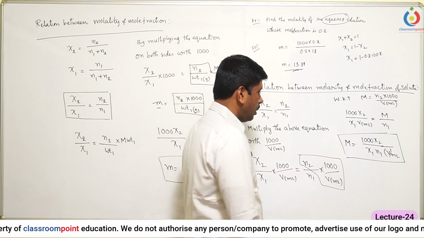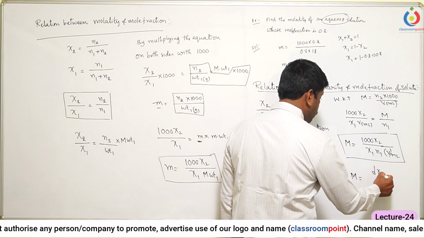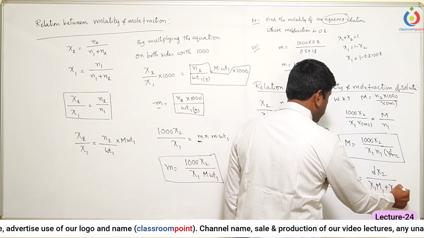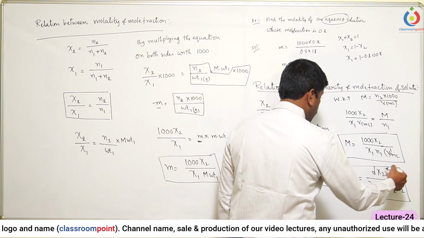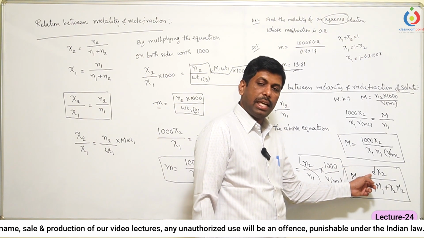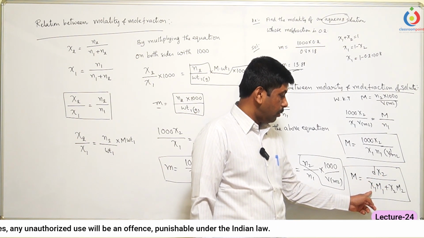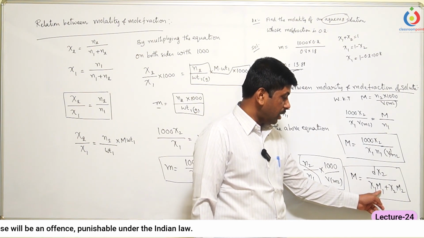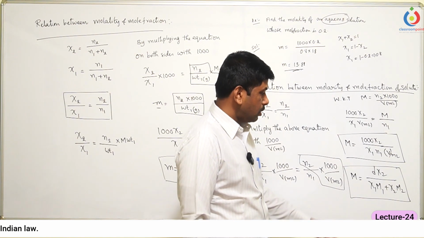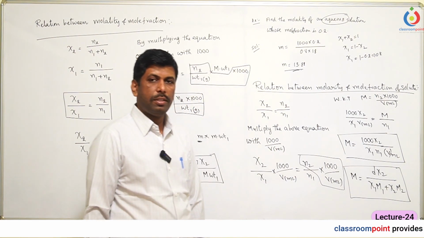There is one more relation between these terms. Molarity equals d x2 by x1 m1 plus x2 m2. If density, mass, everything we introduce, we get this relation. D stands for the density of the solution, x2 means mole fraction of the solute, x1 the mole fraction of the solvent, m1 the molecular mass of the solvent, m2 the molecular mass of the solute. So by substituting these values we can relate the molarity with the mole fraction of the solute.